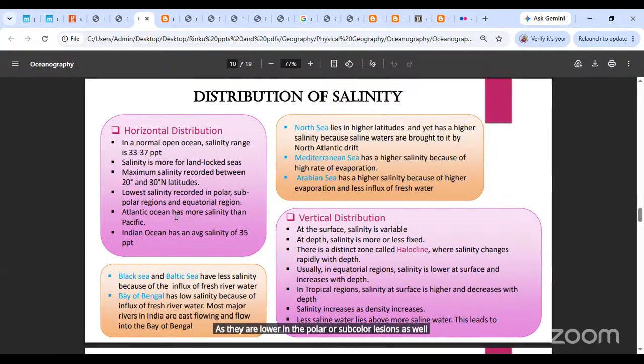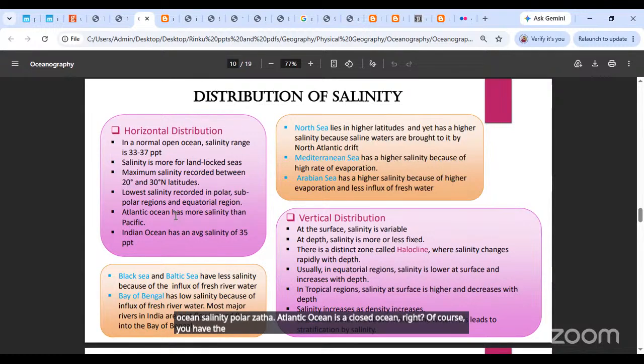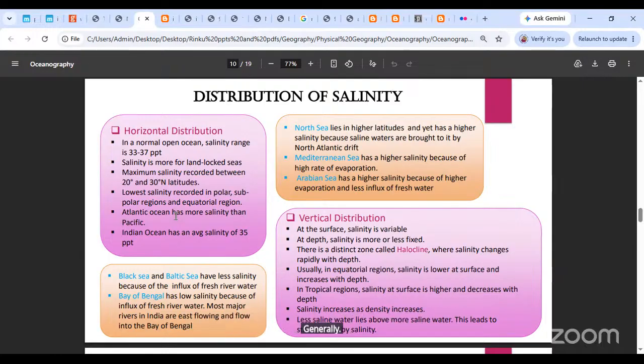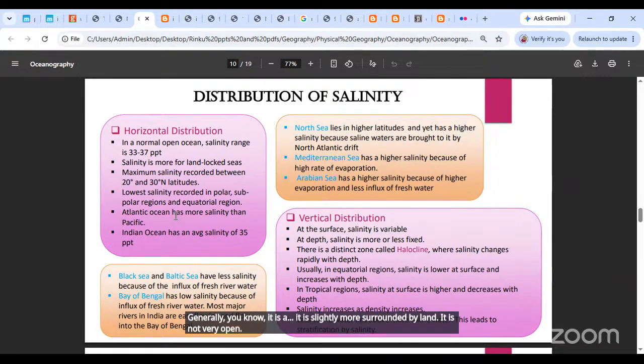Atlantic Ocean ka salinity thoda zyada hai. The Atlantic Ocean is a closed ocean, right? On top of that, you have the Sargasso Sea in the middle. That is another story that we'll deal with when we deal with the Atlantic Ocean. But the Atlantic Ocean is slightly more surrounded by land. It is not as open as the Pacific is. Since the Pacific is open, it has a lesser salinity. So the Atlantic has a higher salinity. And the Indian Ocean has an average salinity of some 35 ppt.